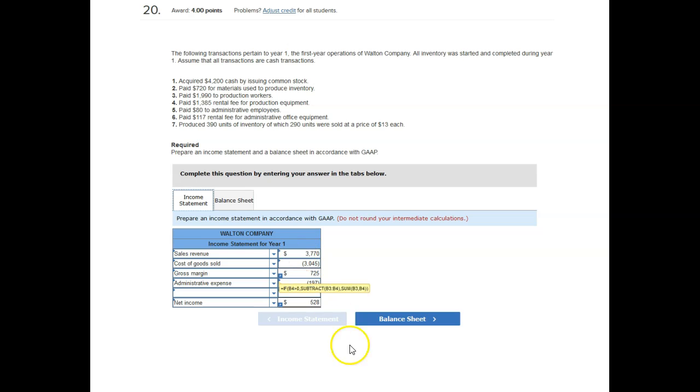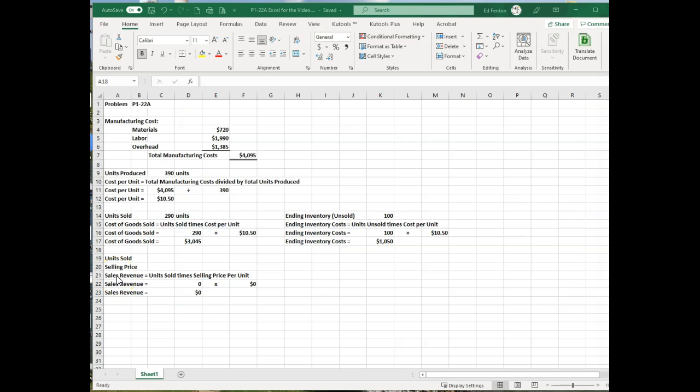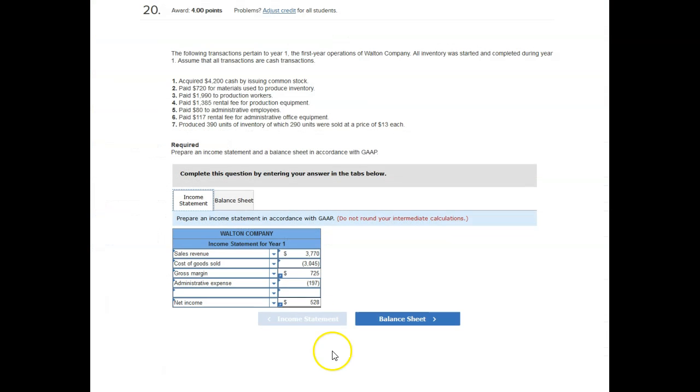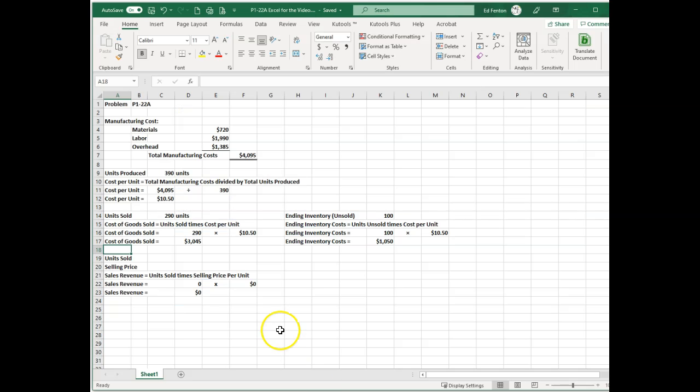Let's get sales revenue. Okay, what I did is pause the video and filled in some information in Excel here about the selling price and the sales revenue. So let's go back and take a look at that again. We sold 290 units for $13 each. So we need to get the sales revenue of $3,770. So units sold, this will be the units, 290. Selling price per unit is $13.